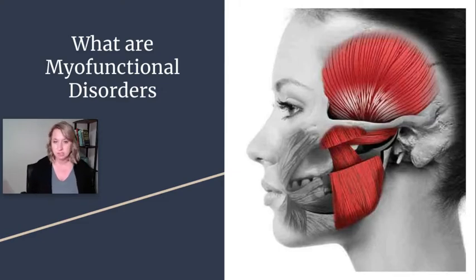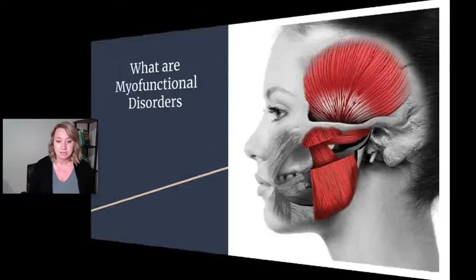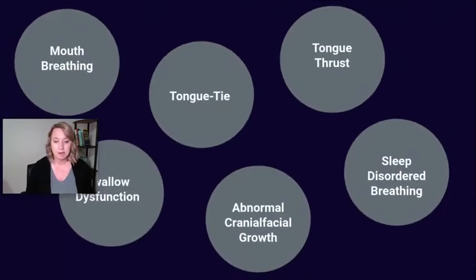Something is going on. So the most frequent things that I talk to my clients about are mouth breathing, tongue tie, swallow dysfunction, tongue thrust, sleep disordered breathing, and abnormal craniofacial growth. So all of these things can prevent our muscles from functioning correctly and from us developing correctly.